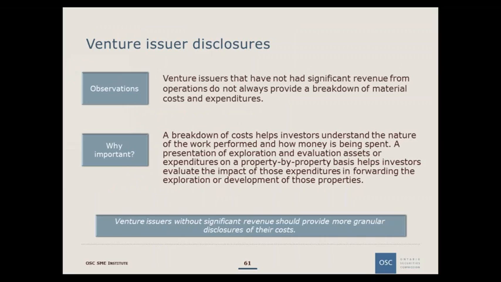So we often find that venture issuers don't provide a detailed breakdown of material costs and expenditures on a property-by-property basis. And given that there's no revenue-generating activity, this is the sort of information that investors are interested in. A detailed breakdown helps investors understand where the issuer expended its resources. Providing a breakdown of the material components of exploration and evaluation, a presentation of E&E assets or expenditures on a property-by-property basis, general administrative expenses, and other material costs incurred, helps investors understand the nature of the work being performed, how money is being spent, and helps them evaluate the impact the expenses have in moving the exploration or developments of properties moving forward.